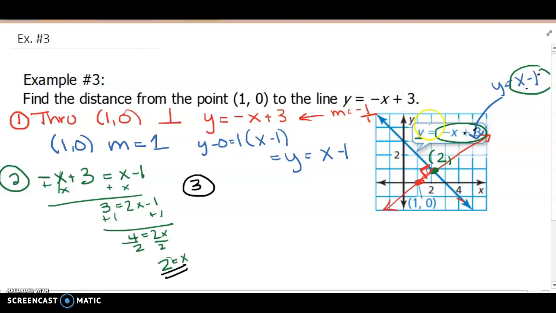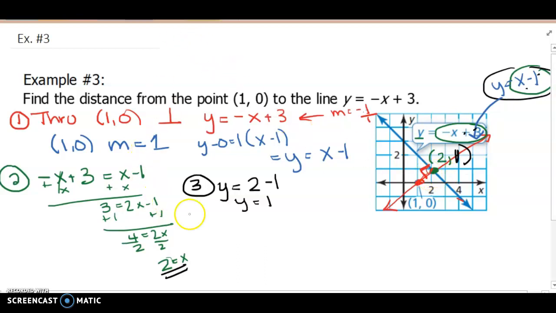So I'm going to plug it into this equation right here. So I could say y equals x minus 1, well guys, our x is 2 minus 1, so y is 1. Okay, so the y-value of this point is 1.